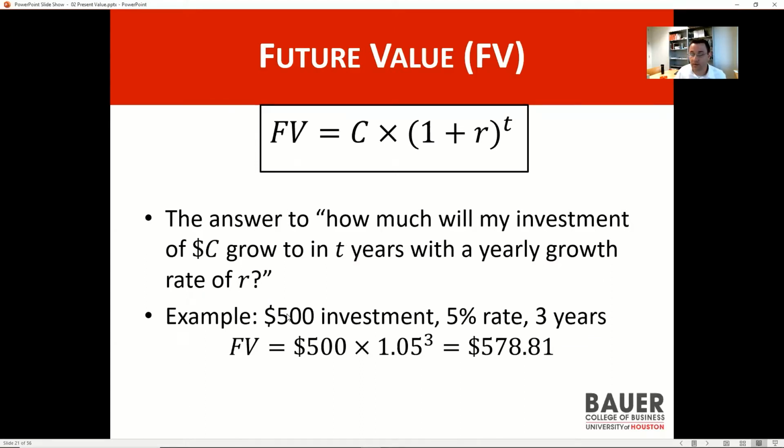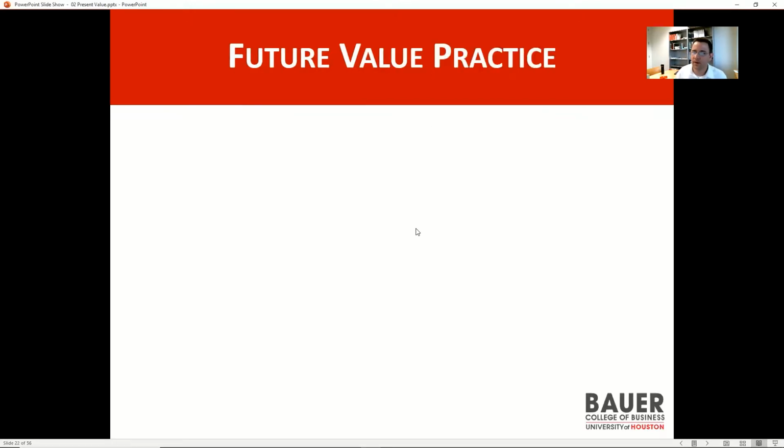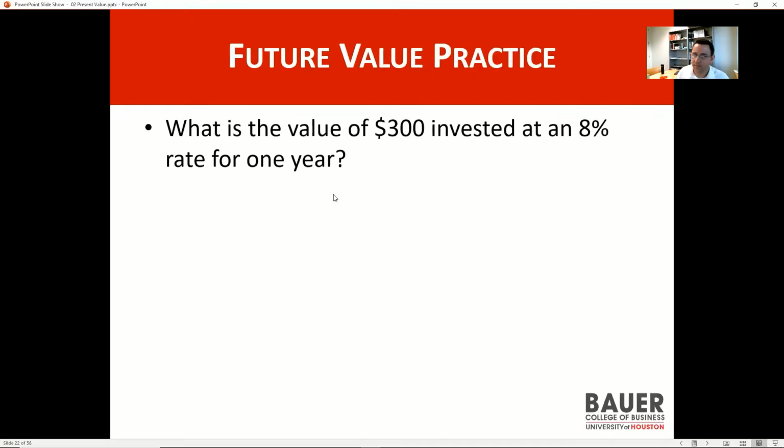Okay, so for example, if you start with $500 and you can earn 5% on that over a 3-year horizon, then by time 3, your money should grow to $578, for example. So we can do a few different examples just to make sure that we're comfortable with the calculation here.